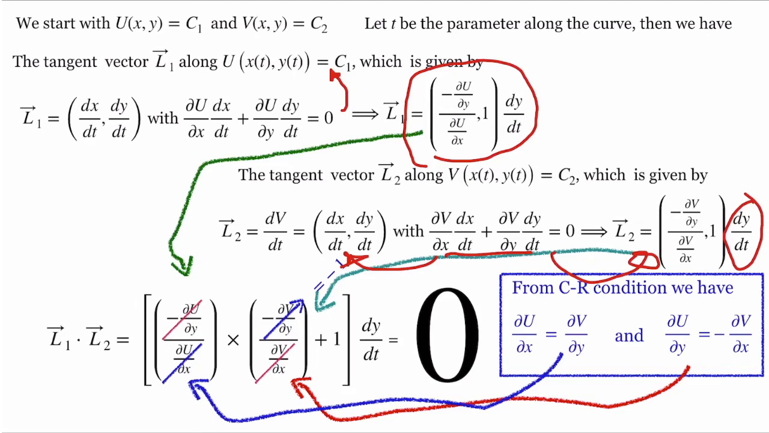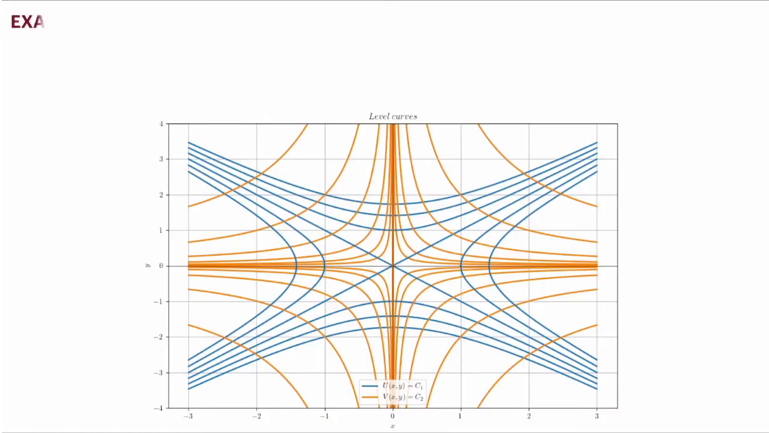Since we have not taken any specific point, it is true everywhere in the domain wherever the Cauchy-Riemann condition is satisfied, that is, the functions u and v are analytic or harmonic conjugates of each other. So this is also a very useful result to understand.